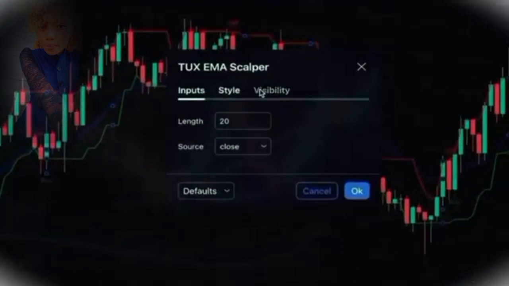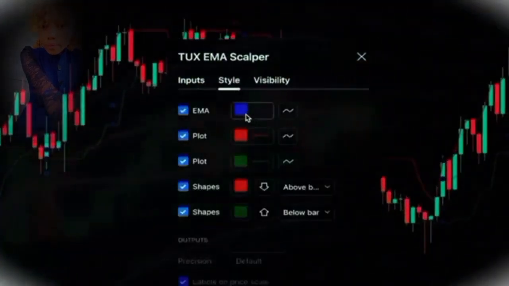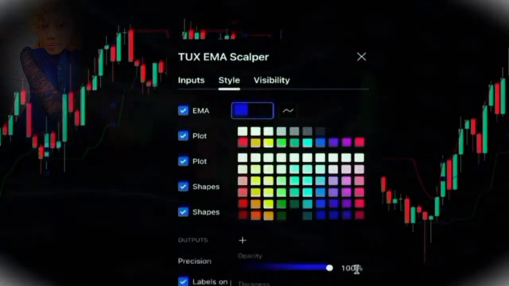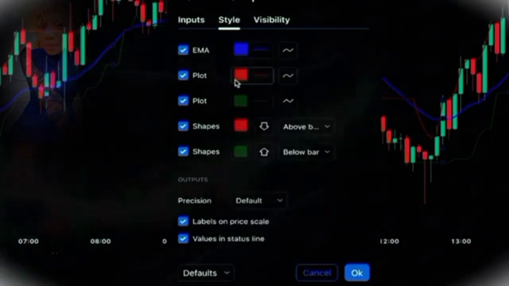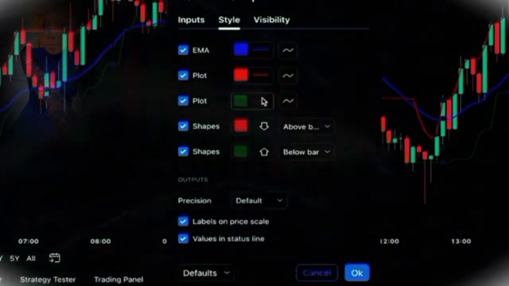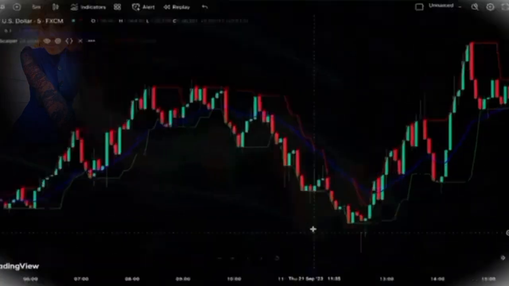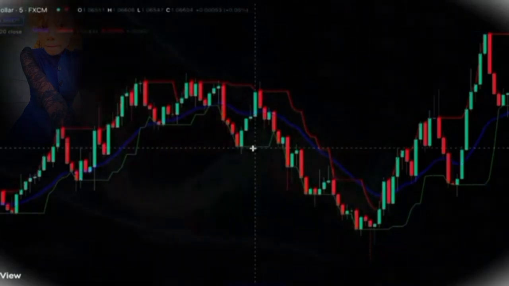Let me change the settings of the indicator here in the Style tab so we can better see them here. For the EMA line we increase the opacity to 100% and also we increase the thickness of the line. And similarly we do this for the other 2 lines. Alright, now it's better. This green line is the lowest close of the previous 8 candles at any time.